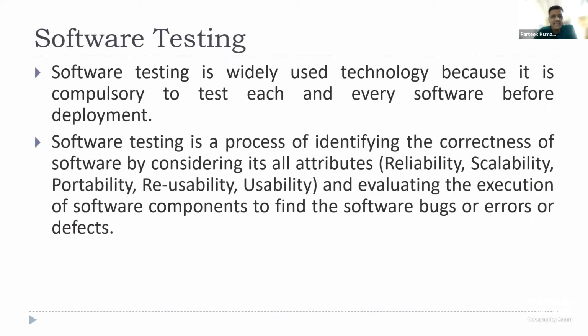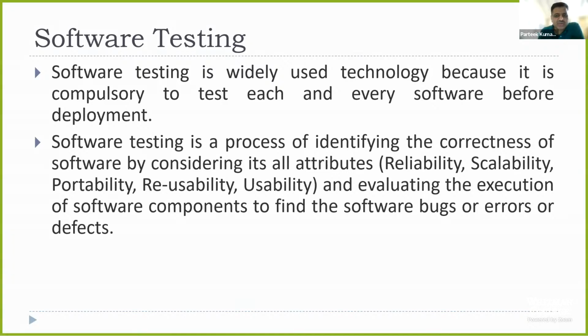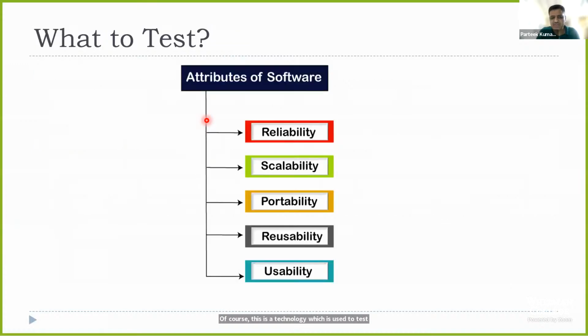Software testing is a widely used technology which is used to test our software. As the name indicates, this is a technology used to test the software we are building. When we test our software, there are a few attributes which need to be tested. We need to test the accuracy of the software. We need to test reliability, scalability, portability, reusability, and usability of our code. So we need to thoroughly test our software.